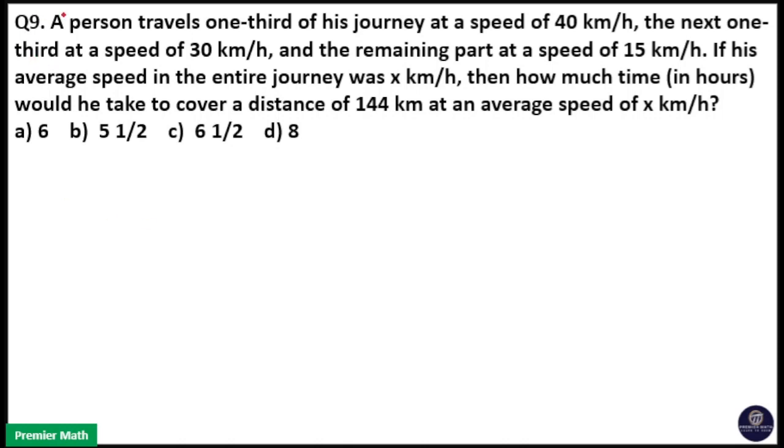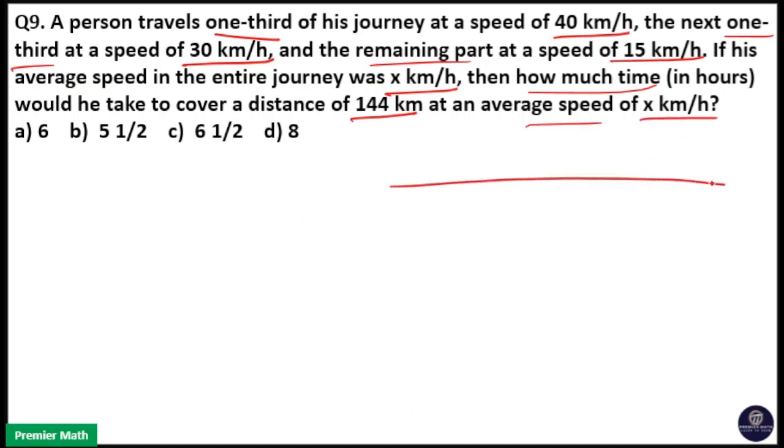Next is question number 9. A person travels 1/3 of his journey at a speed of 40 km per hour, the next 1/3 at a speed of 30 km per hour, and the remaining part at a speed of 15 km per hour. If his average speed in the entire journey was x km per hour, then how much time in hours would he take to cover a distance of 144 km at an average speed of x km per hour?